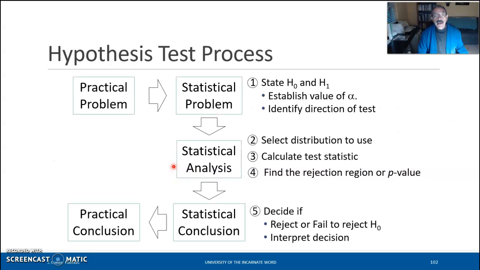All right. Again, you may be tired of me showing you this diagram, but I want to emphasize that it's very important to follow the 5 steps when you're performing a hypothesis test, because that will guide you and ensure that you complete all the steps.